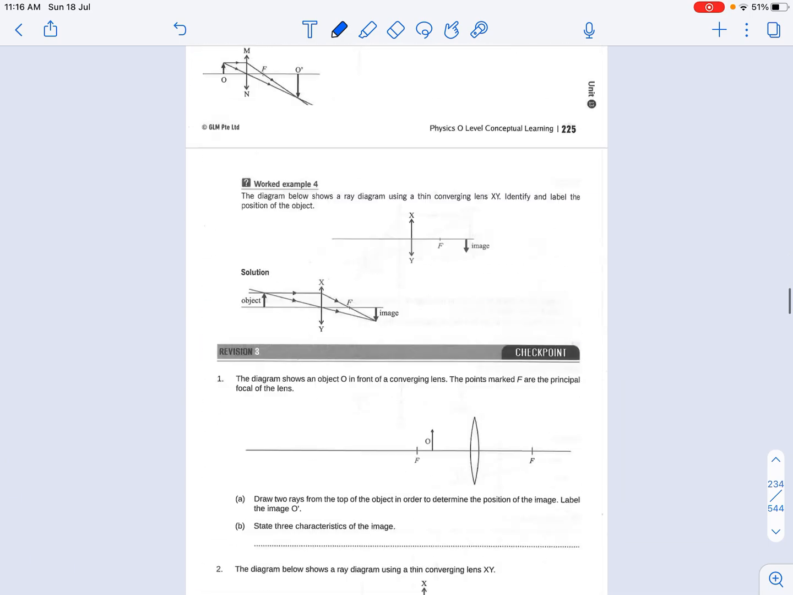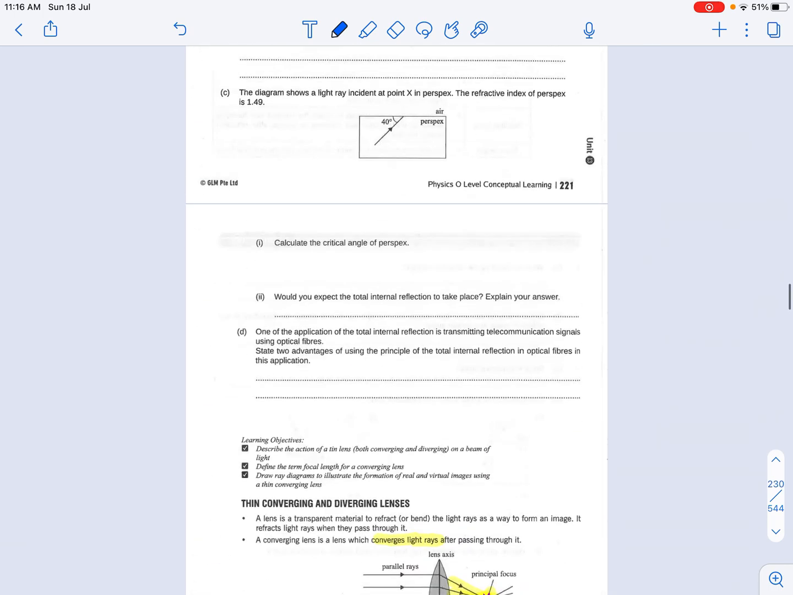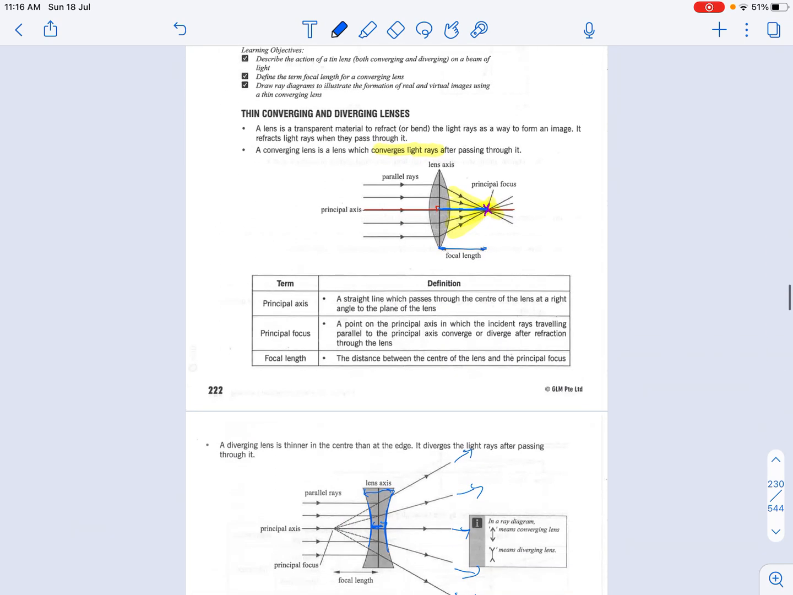Okay, so we have come to the end of this segment of light. And so to recap, we have talked about reflection, we have talked about refraction, and finally we come to talk about the converging and diverging lens. So these are the 3 main aspects that you need to study for light.